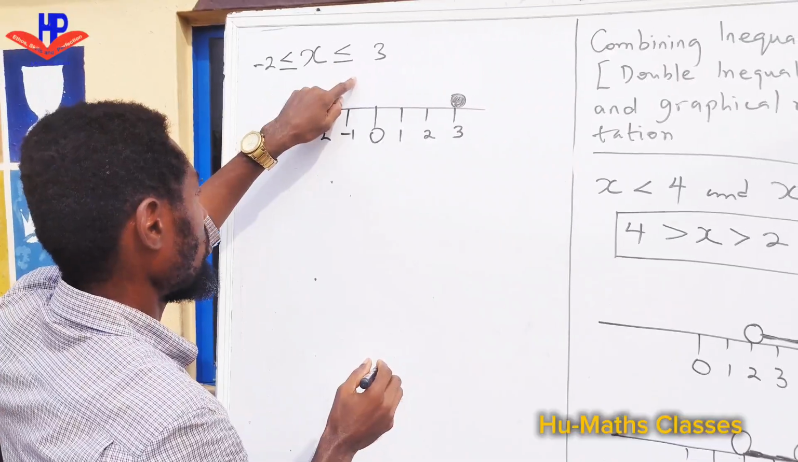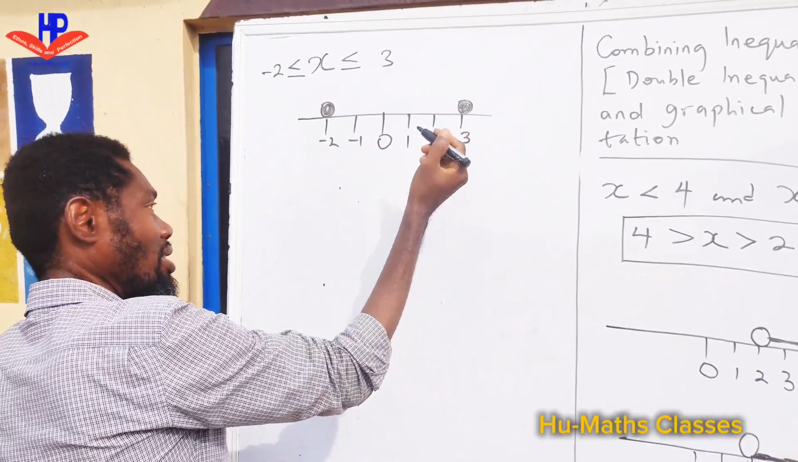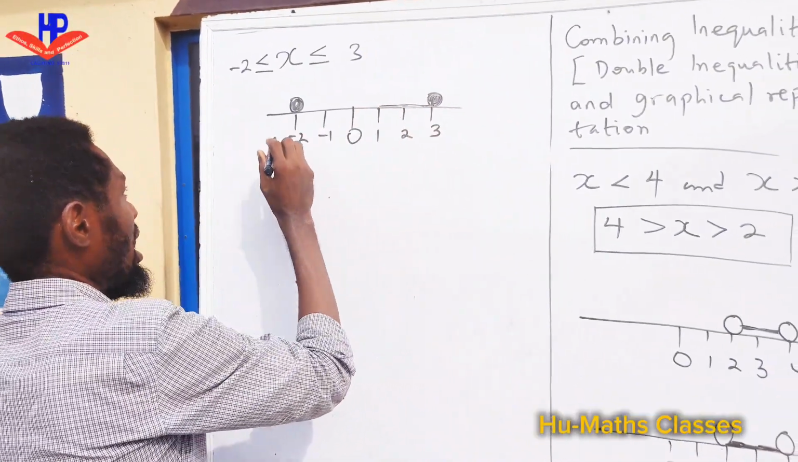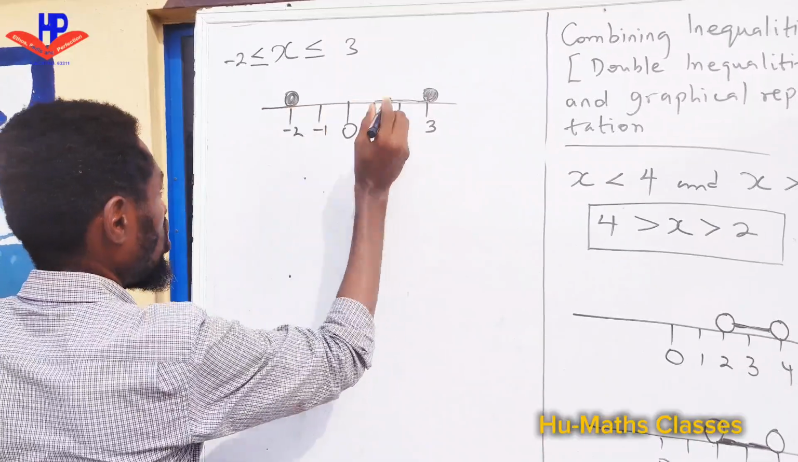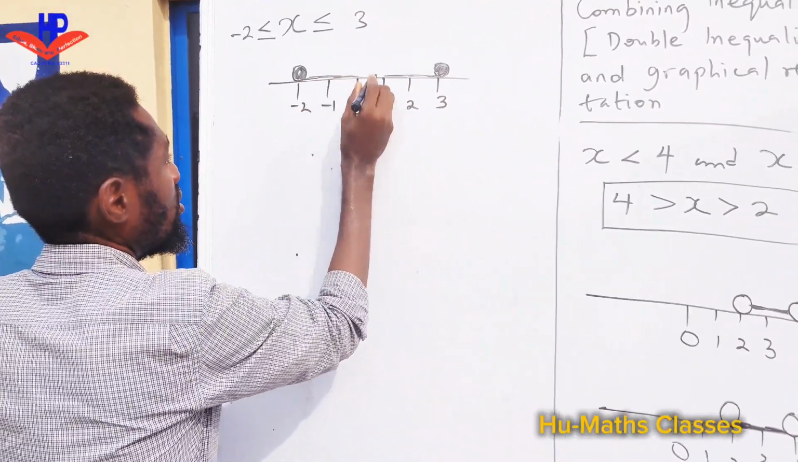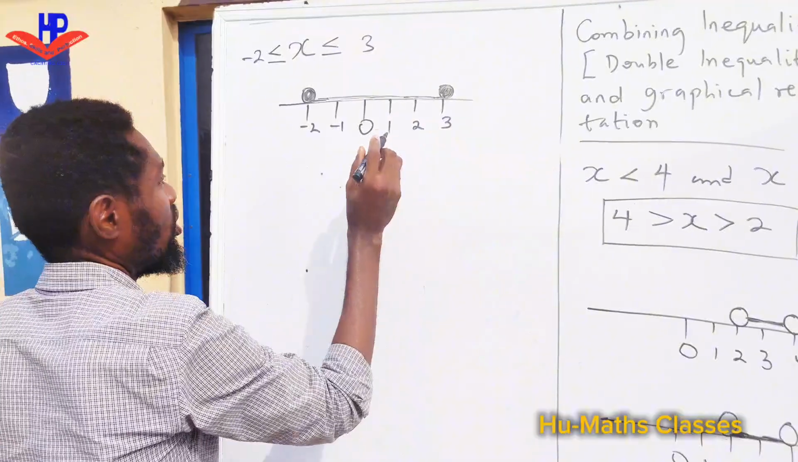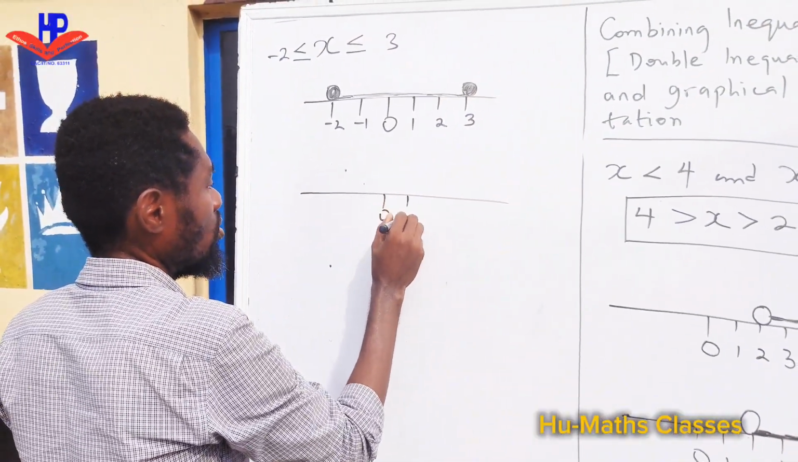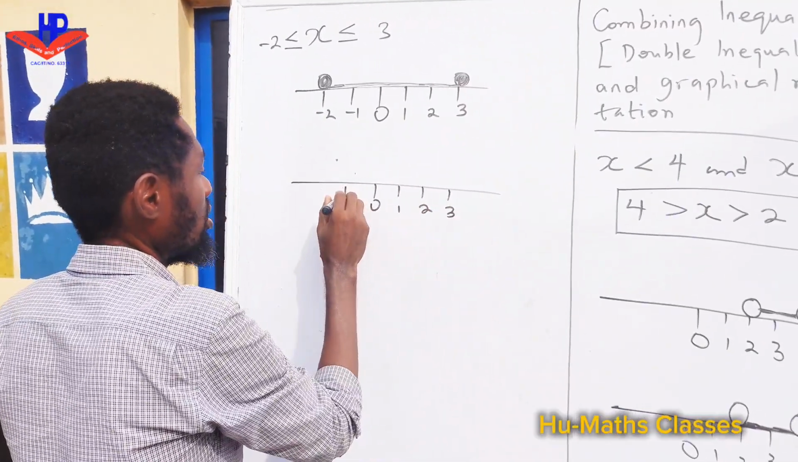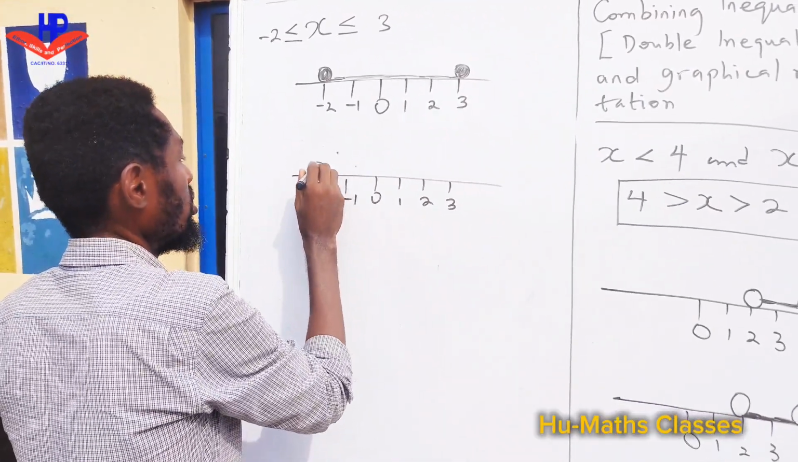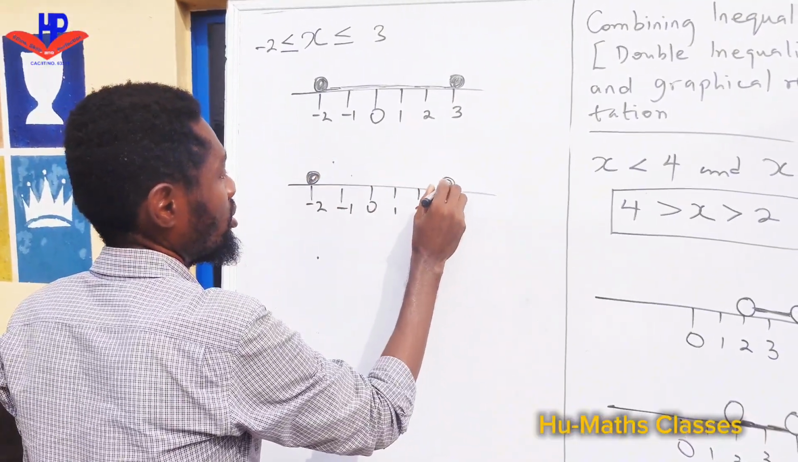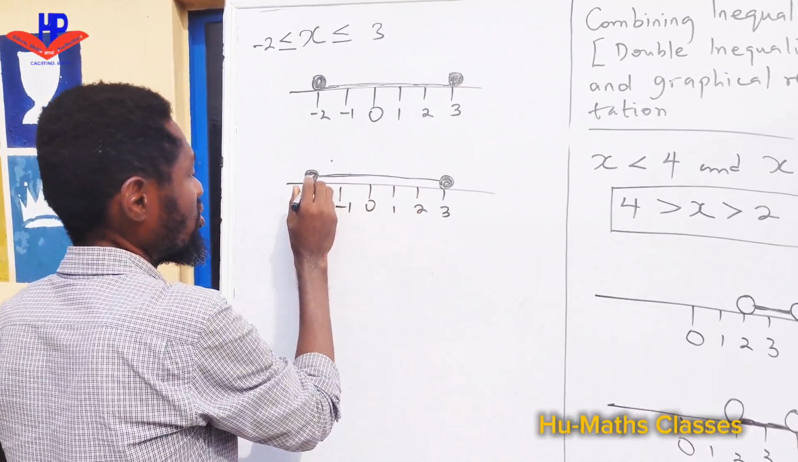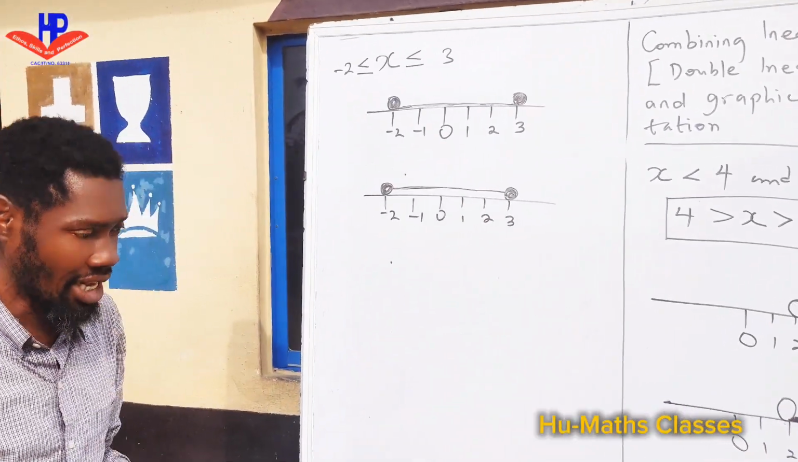x is less than or equal to 3, so the arrow is coming backward. x is greater than or equal to minus 2, so it's coming forward. The two arrows will meet at a point. So we have this drawn. Or you take the second form of graphing: 0, 1, 2, 3, minus 1, minus 2, shaded. It's coming backward, going forward, and the two will meet at a point. This graph is also the second form of putting that graphically.